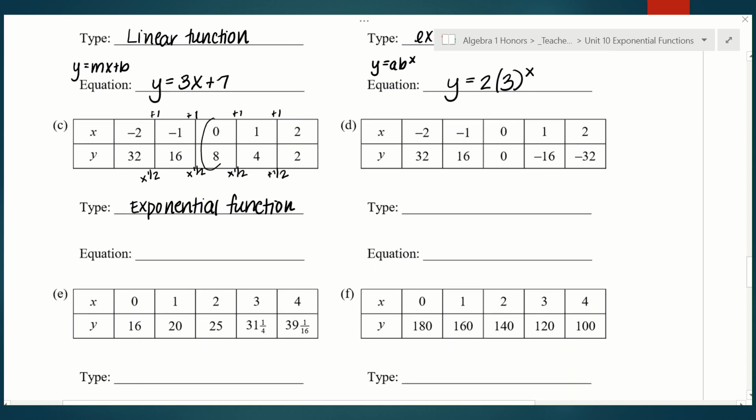I can see right here my y-intercept is 8, so I know my a value is 8. And we just found my decay factor to be 1/2. So there we go.